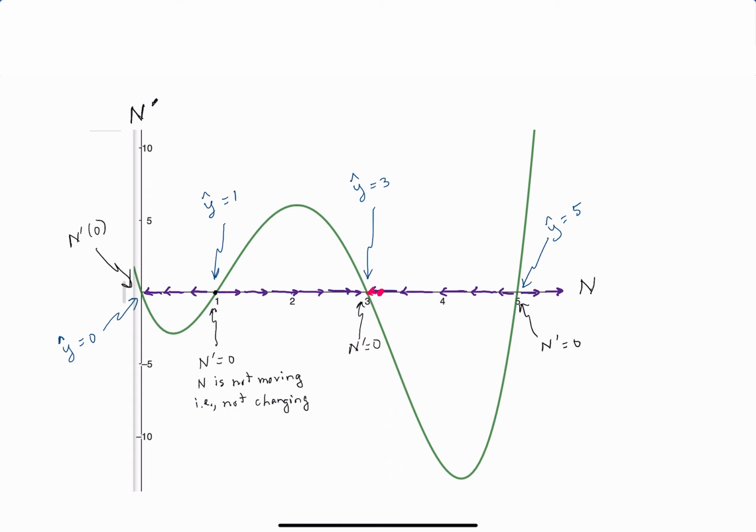Now, what if it goes too far and drifts over to the left of 3. So now my population is a little bit less than 3. Well, it's going to get pushed back toward the 3. So that is what we call a stable equilibrium. If your population goes off of that a little bit, it's going to get pushed back towards that equilibrium. So this one is called a stable equilibrium.